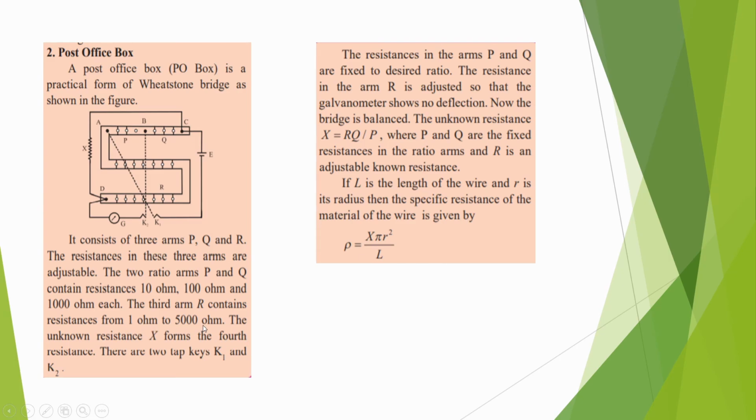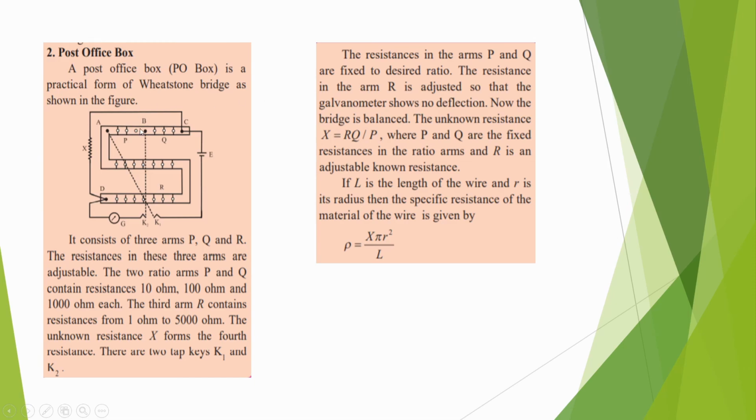The unknown resistance X forms the fourth resistance, and it is connected between points C and D. There are two tap keys, K1 and K2. These two tap keys are connected, one at point D and the other at point A. The resistances in R, P and Q are fixed to a desired ratio.